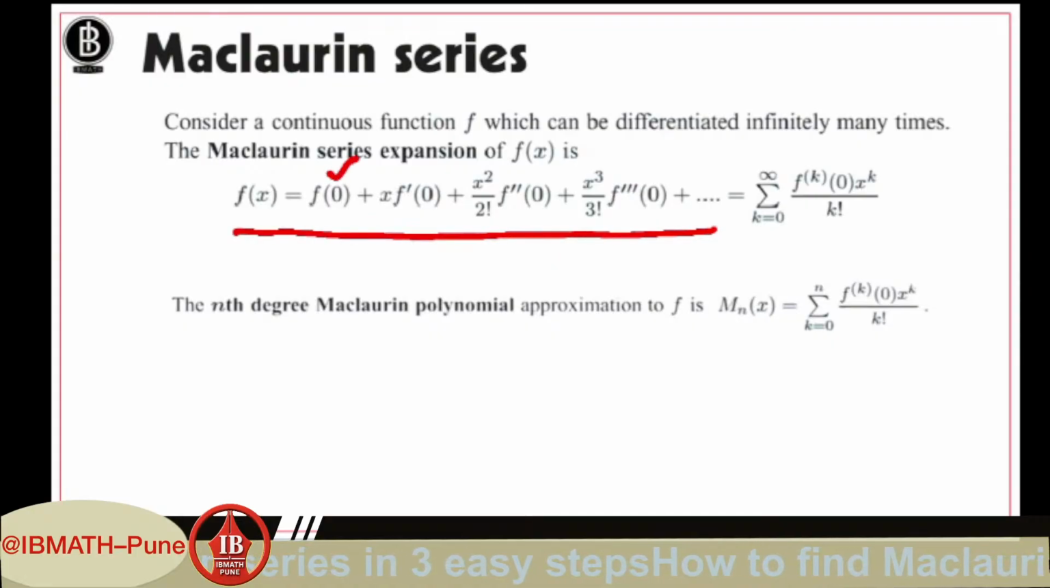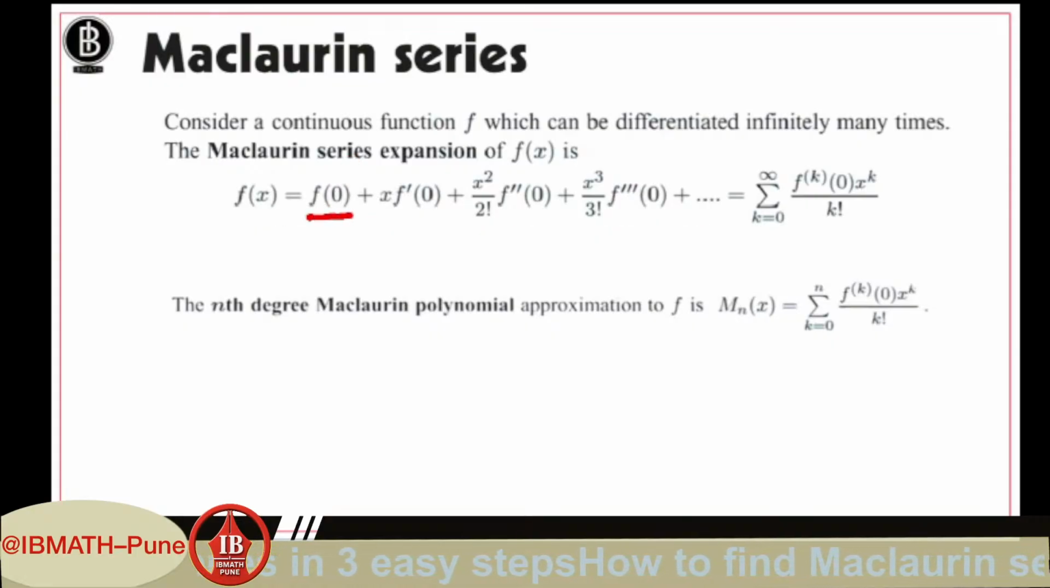f of 0. Remember that this is without derivative, f(0). Whatever is the function, find it at 0. Then x into f dash of 0, the first derivative, plus x square by factorial 2 into f double dash of 0 plus x cube over factorial 3 into f triple dash of 0 and so on.